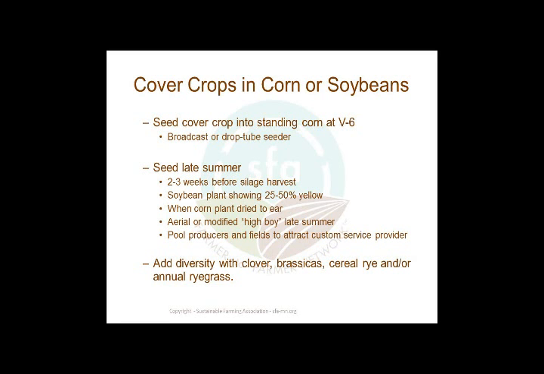opportunities are aerial or modified high boy seedings in late summer. Typically these are happening 2 to 3 weeks before silage harvest. In soybeans, these are taking place when we're showing about 25 to 50% yellowing of the plant. On grain corn, we're trying to get that in when the corn plant has dried to about the ear. Seems to be about the appropriate time to do that.